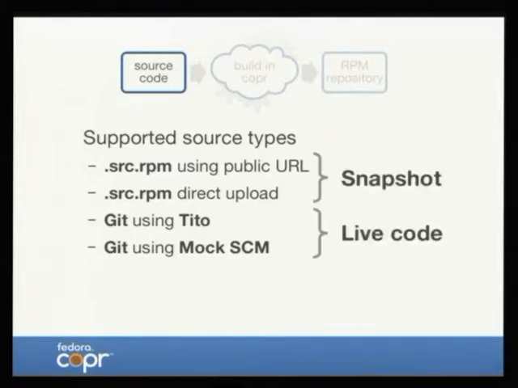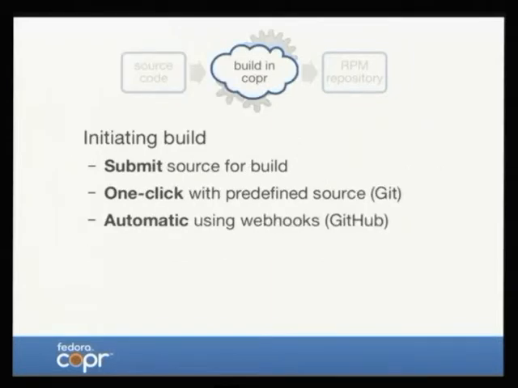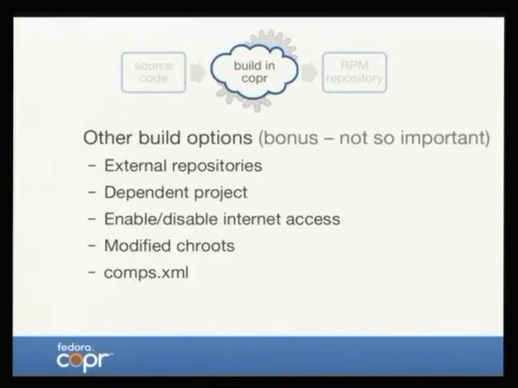And let's see, there are two versions. One is like snapshot, and one is live code. And if we have live code, we might be able to just store the URL to your Git and build from it directly. So that's what we did. So there are three ways of initiating your build. You can submit the source as usual, as before. And then you can store the information about your build in Copr and do build with just one click with no submitting everything, or automatic builds using webhooks. This is now supported on GitHub only, and I will show you in the demo how to do that.